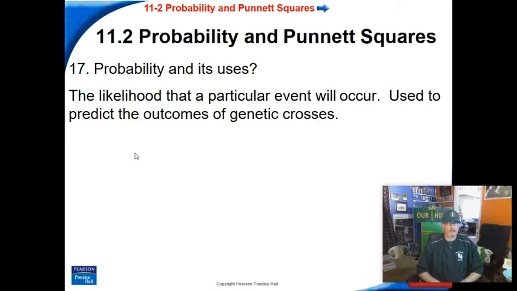All right, 11-2. We start talking about probability, how to use a Punnett square, and reminds you of the differences between dominance and recessiveness, heterozygous and homozygous. Without further ado, here we go.